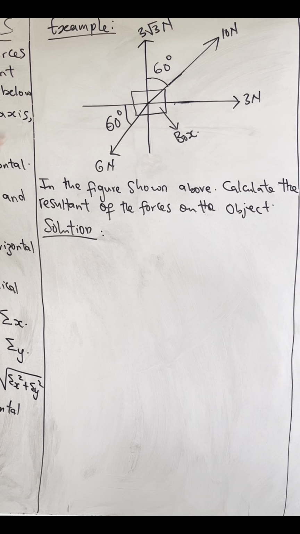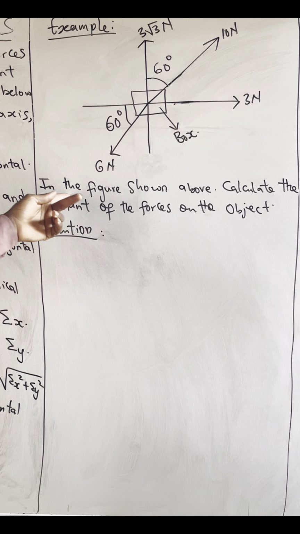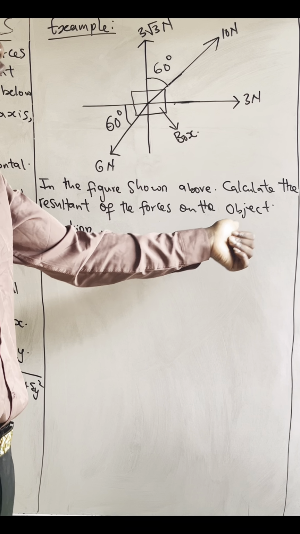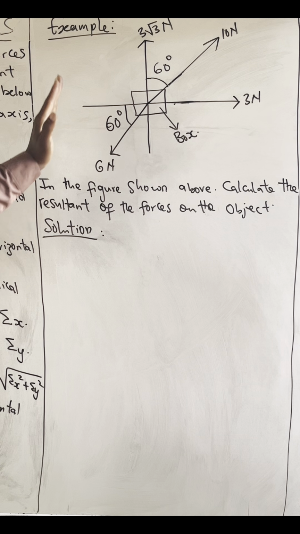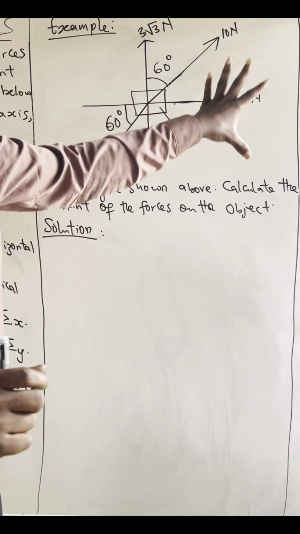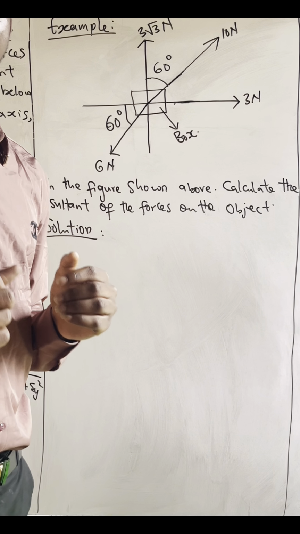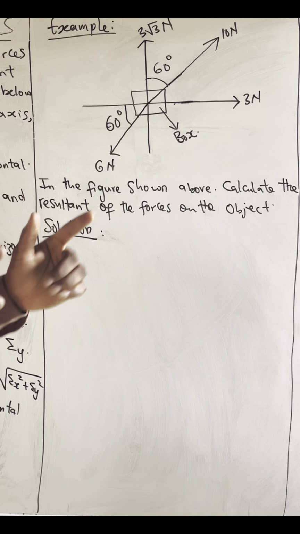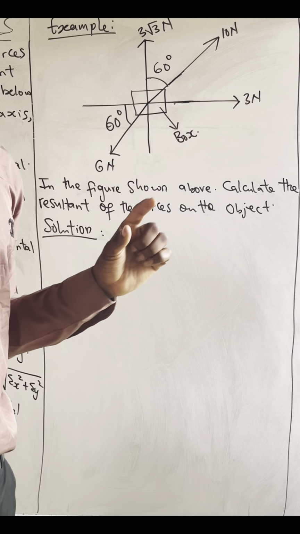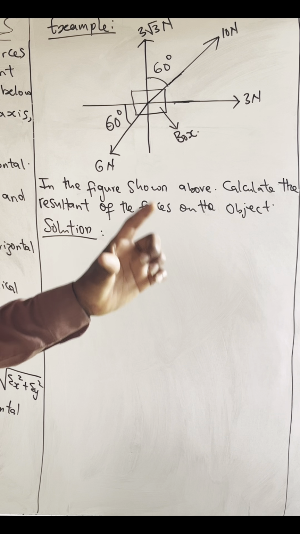So guys, in this example, we have this diagram. The question says, in the figure shown above, calculate the resultant of the forces on the object. Now guys, this involves 3 or more forces. Whenever we want to calculate the resultant and the direction of 3 or more forces acting on a particular point, we are to use the process that we've explained before.